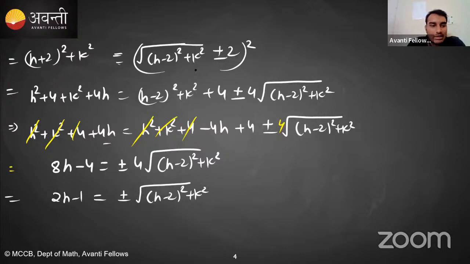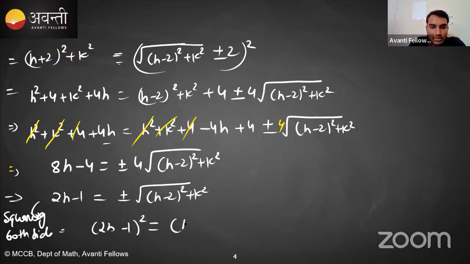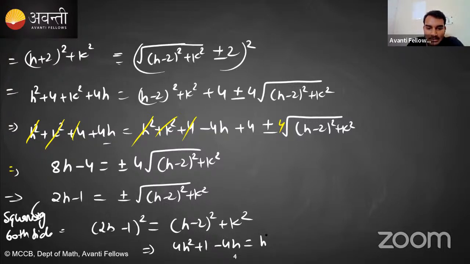Clear? So now what do you do? Again square on both sides. What do you get? (2h minus 1) whole square is equal to (h minus 2) whole square plus k square. So what you are getting: 4h square plus 1 minus 4h is equal to h square plus k square minus 4h plus 4.